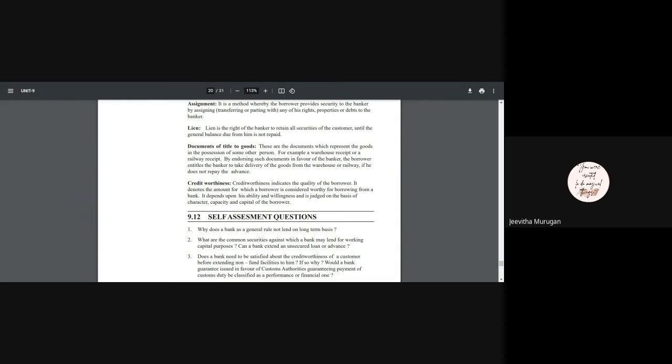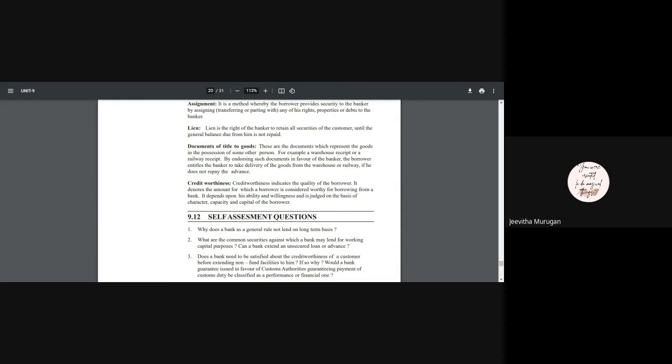Lien is the right of the banker to retain all the securities of the customer until the general bank dues from him are repaid. Documents of title to the goods. These are the documents which represent the goods in the possession of some other person. For example, a warehouse receipt or a railway receipt. By endorsing such documents in favor of the banker, the borrower entitles the banker to take delivery of the goods from the warehouse or railway if he does not repay the advance.